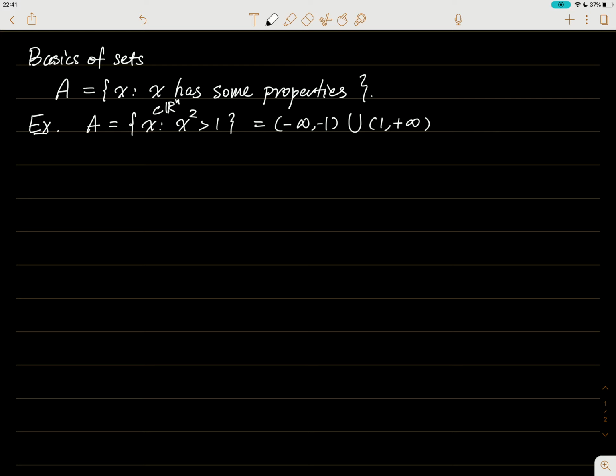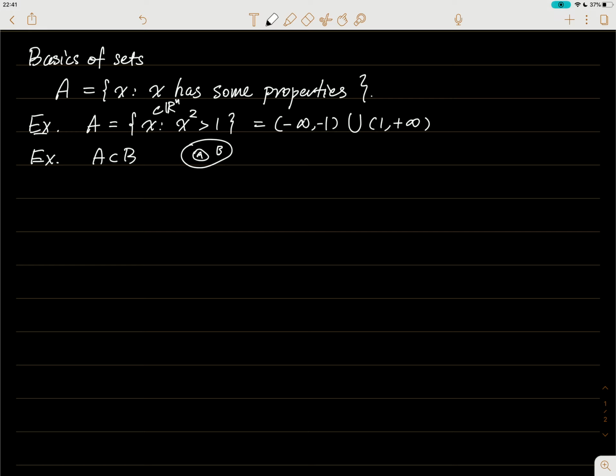The subset: A is a subset of B. It just means that every element in A is also in B. So if I draw a picture of that, it just means that this is the B and this will be the A. Okay, so every element in A is also in B.